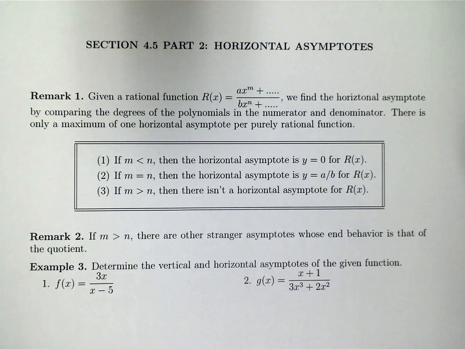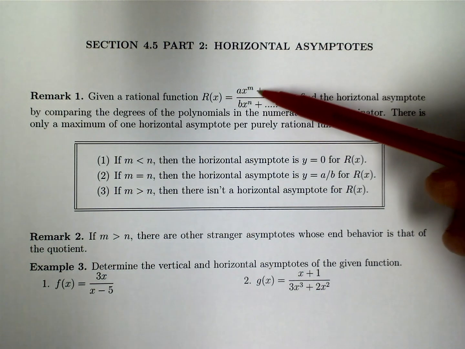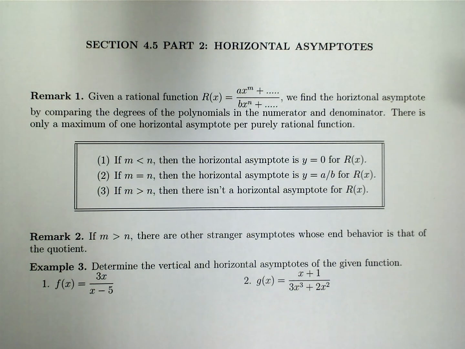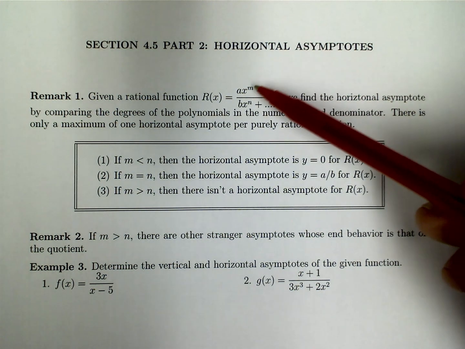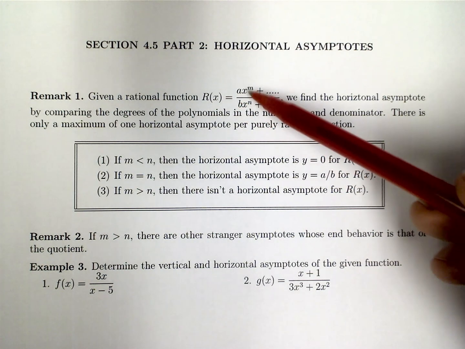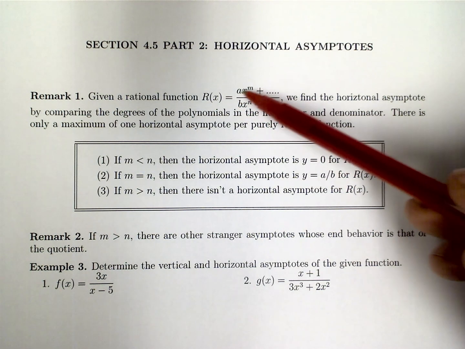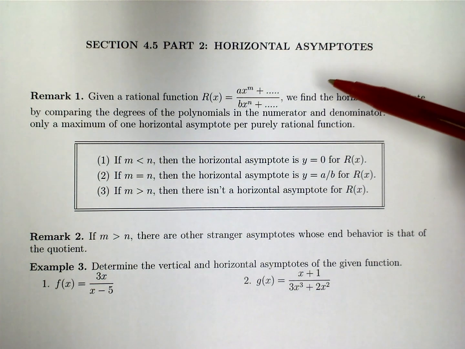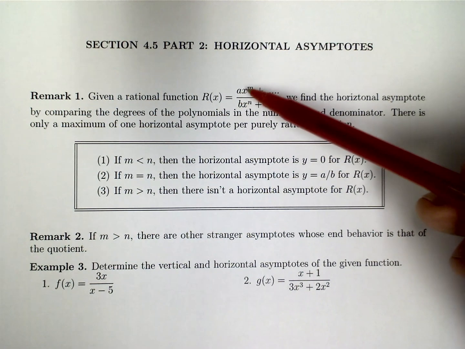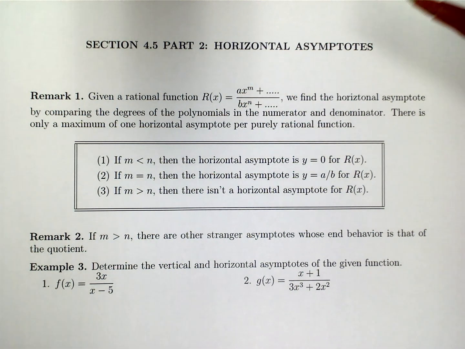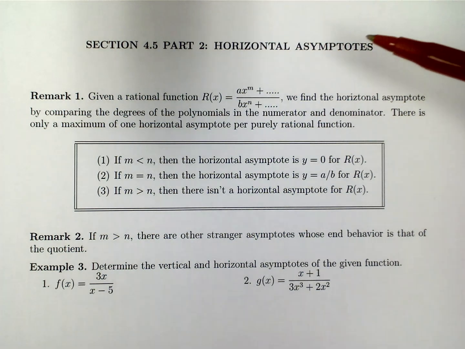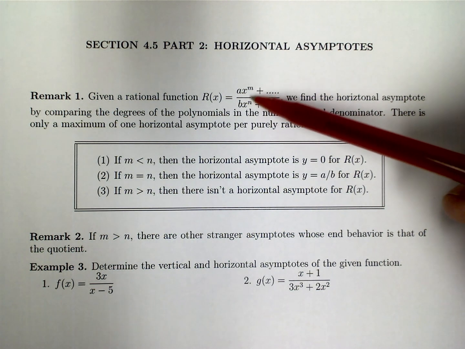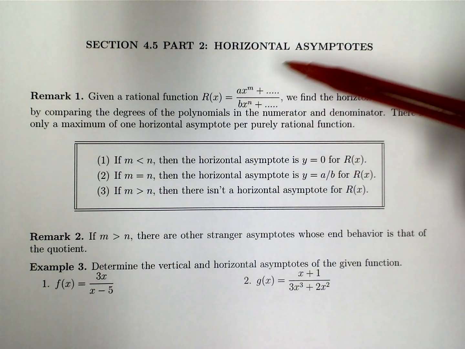So given a rational function, again a rational function is one polynomial over the other, if we want to find the horizontal asymptotes, all we have to really do is look at the leading terms. So ax to the m, we're going to assume this is the leading term of the numerator, and bx to the n is the leading term in the denominator. The a and b are the coefficients, and the m and the n represent the degrees of these polynomials. So we have three possible choices given what the degrees of the polynomials are.